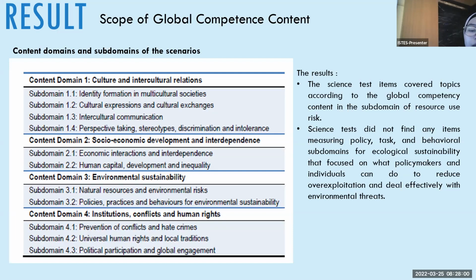But the results show that in the science tests we didn't find any items measuring the policy, tasks, and behavioral subdomains for ecological sustainability that focus on what policymakers and individuals can do to reduce overexploitation and deal effectively with environmental threats. Maybe from this result, one of the recommendations based on this research is to develop science test items that not only integrate natural resources and environmental risk content, but also the policy tasks and behavioral subdomains for ecological sustainability that focus on what policymakers and individuals can do to reduce overexploitation and deal effectively with environmental threats.